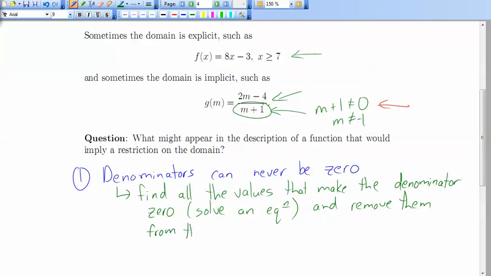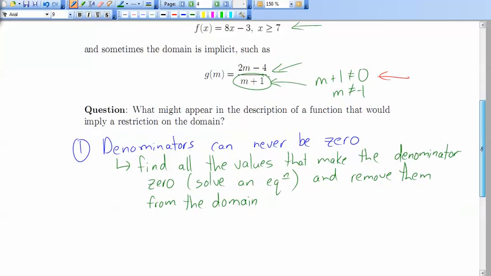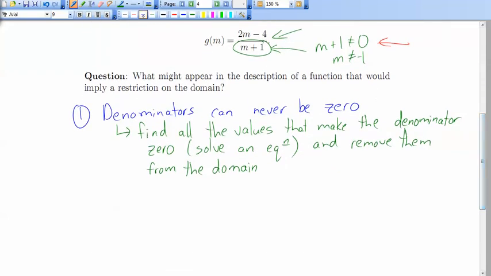Now there is another operator or object we might see in the definition of a function that would restrict the domain. The other thing you might see, and we saw that in the previous video, was if you've got a square root. And in fact, any even root, a fourth root, a 10th root, they all have this same property that you can't take an even root of a negative number. Or put another way, you can only take an even root of a non-negative number.